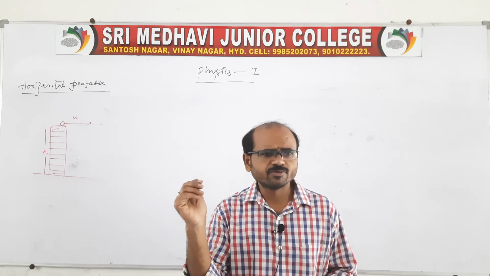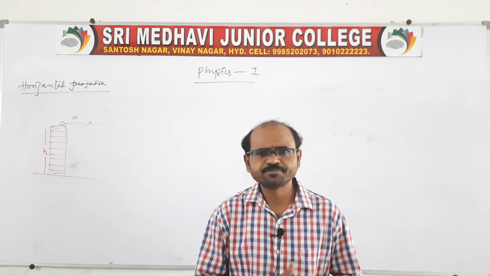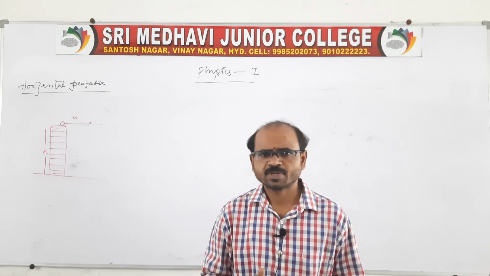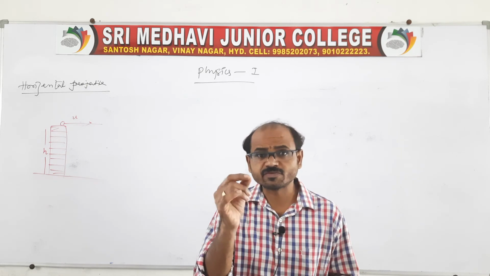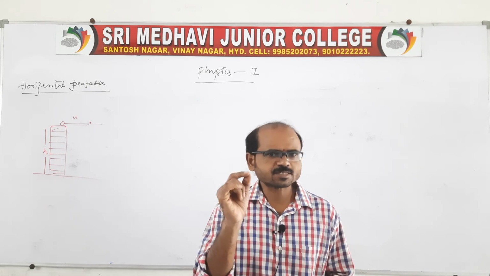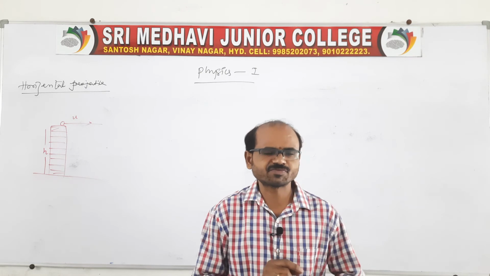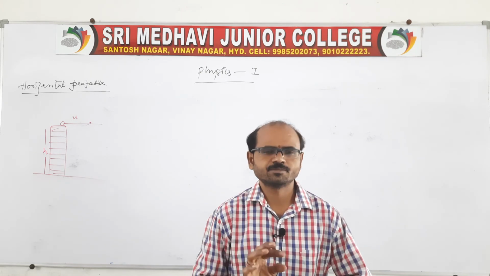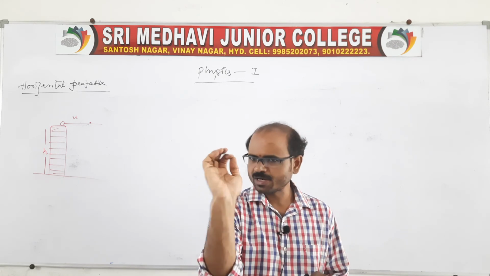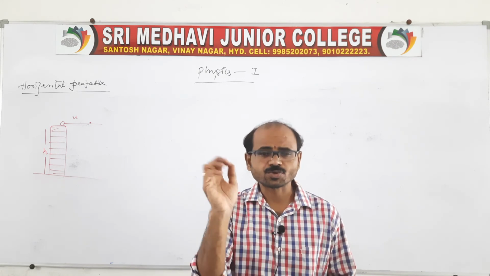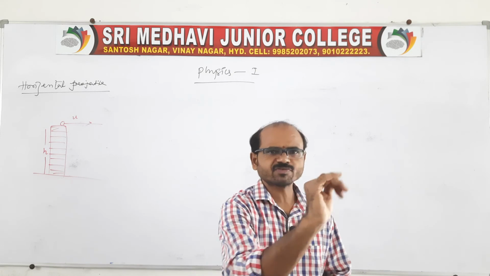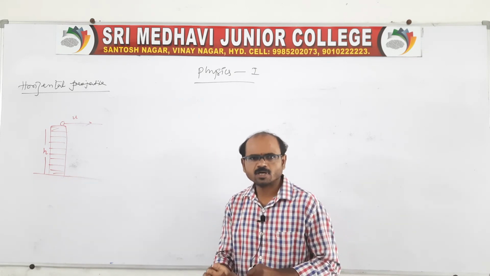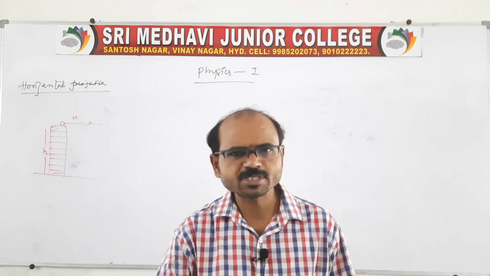Suppose we are going in a train, and the train is moving with a constant velocity u. From the train, suppose you throw a water bottle. It is thrown horizontally while the train is moving with velocity u. This type of motion we also call a horizontal projectile.